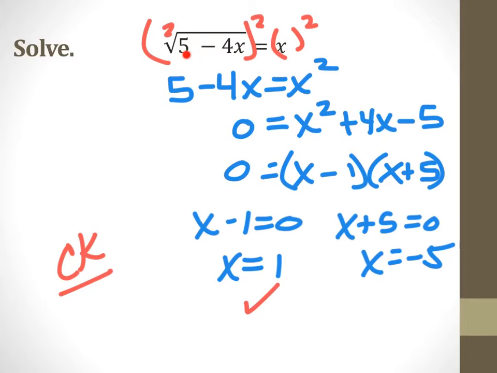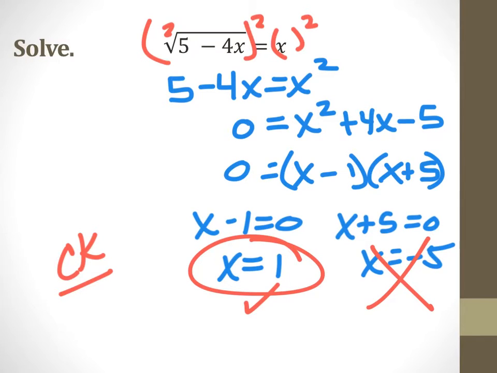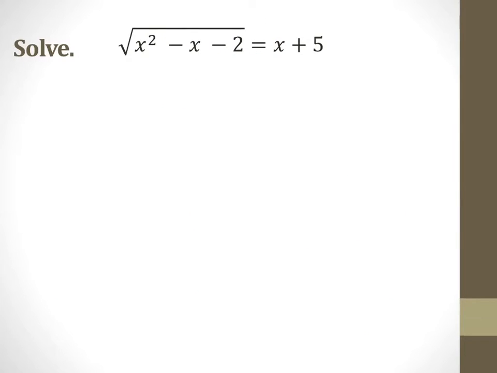The square root of that is 5. Is 5 equal to -5? No. So this one gets thrown out. The only solution is 1. This is called an extraneous solution. That's why we check these.